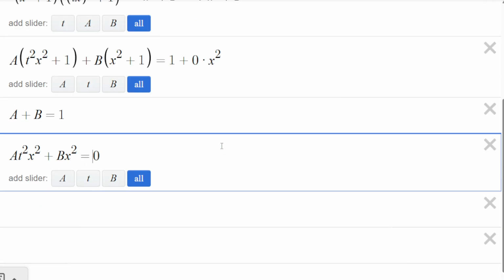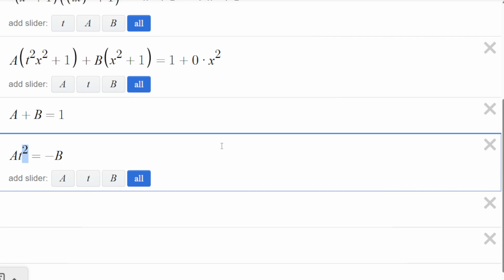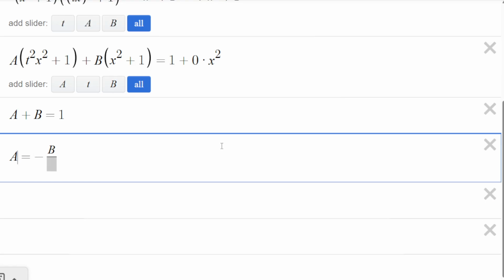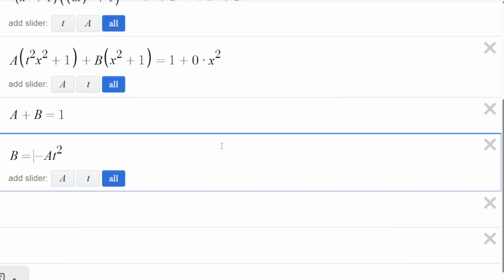Okay, so what does this give us? We can divide both sides by x squared, assuming x is not 0. And we're going to assume it's not. Okay, so we have this. All right, so we have a plus b is equal to 1. And we have a times t squared is equal to b. So let's bring this b over here like this, negative b, and then we'll put over t squared. And therefore, you know what? Let's keep this over here, and we'll just say that b is equal to negative a t squared.